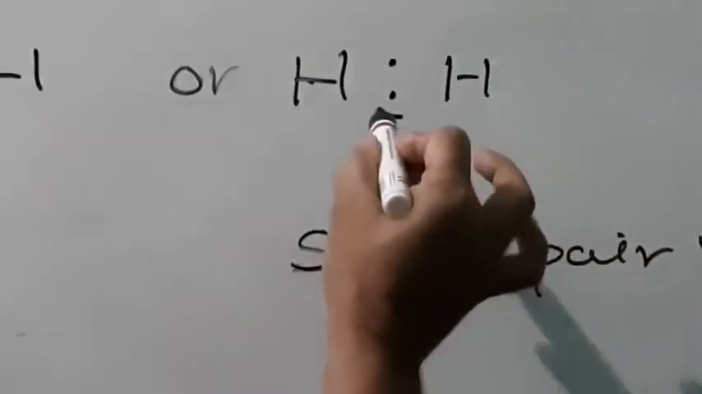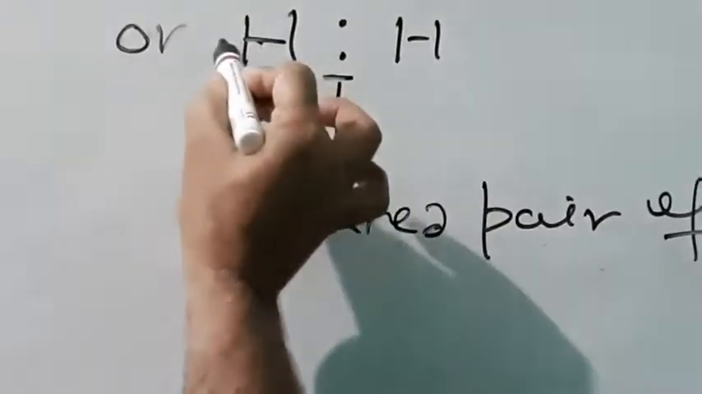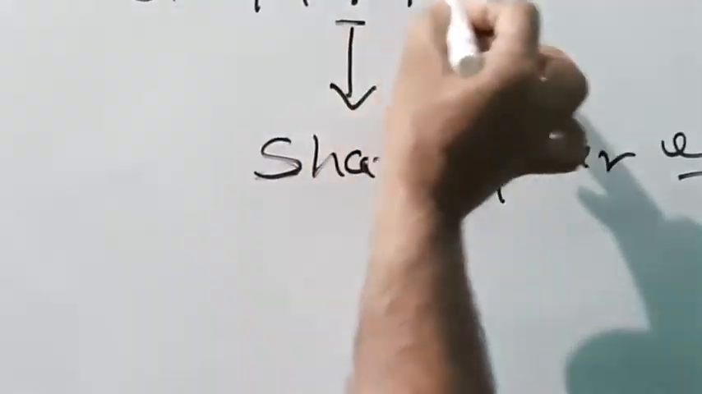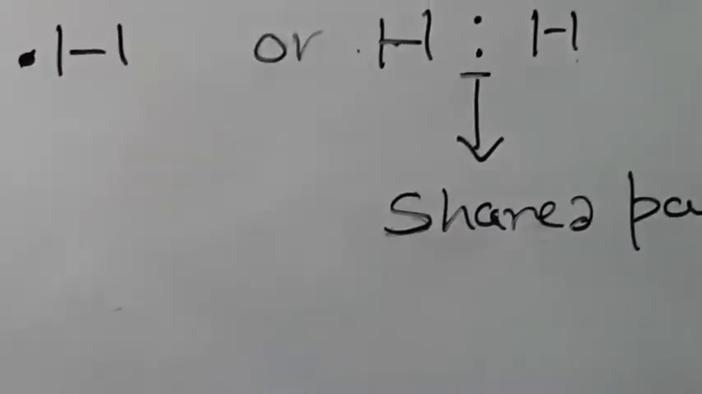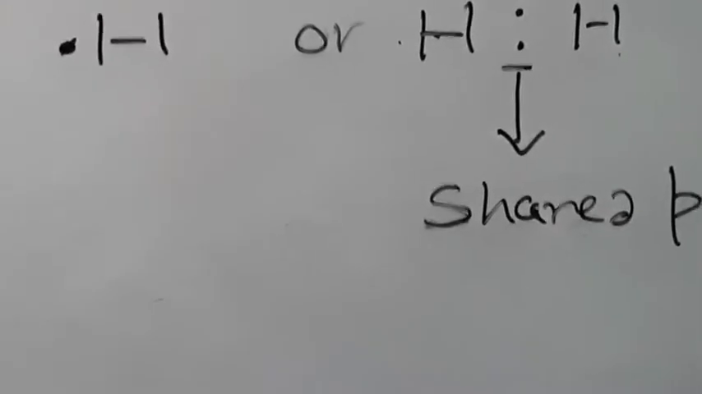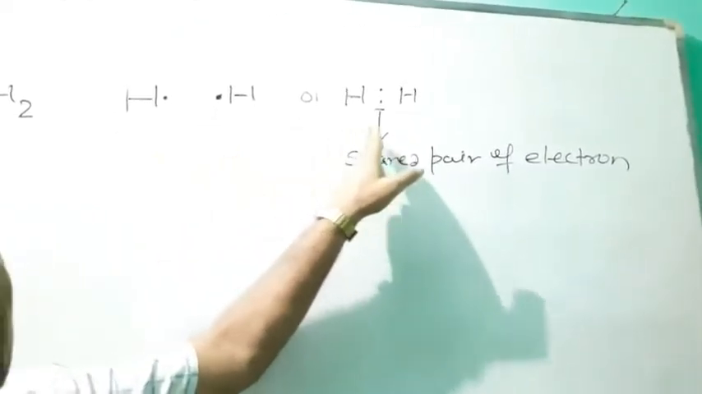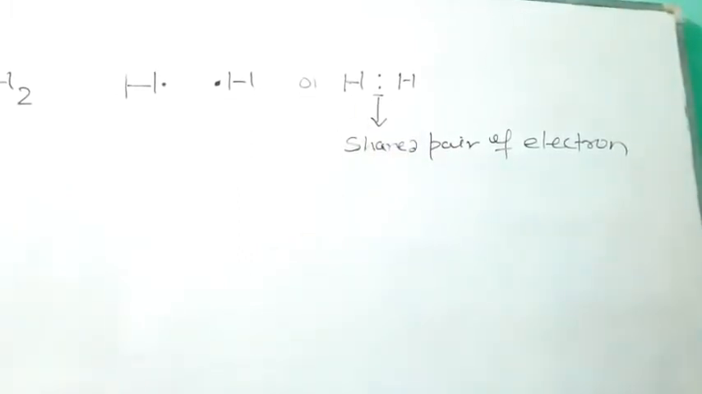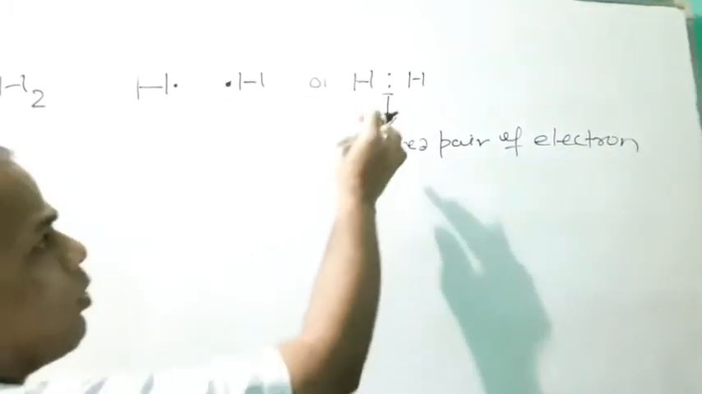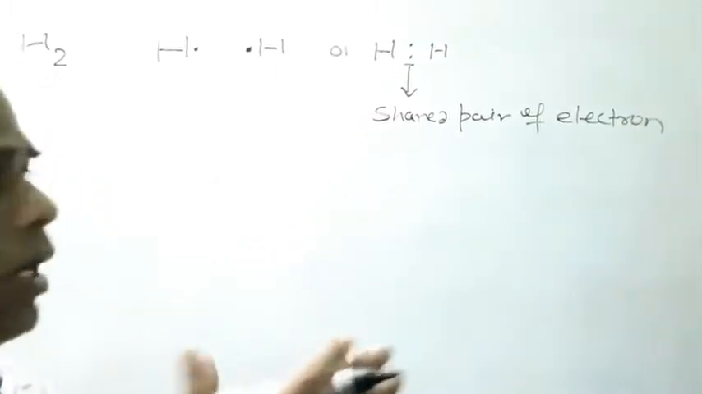Now, the shared pair of electron is at equidistance from this hydrogen as well as from this hydrogen. In the covalent bond formation, one of the conditions is that the shared pair electron will be at equidistance from both the atoms. So, in a hydrogen molecule, the shared pair electron is at equidistance from both the hydrogen atoms. As a result, electron density remains equal over both the hydrogens.